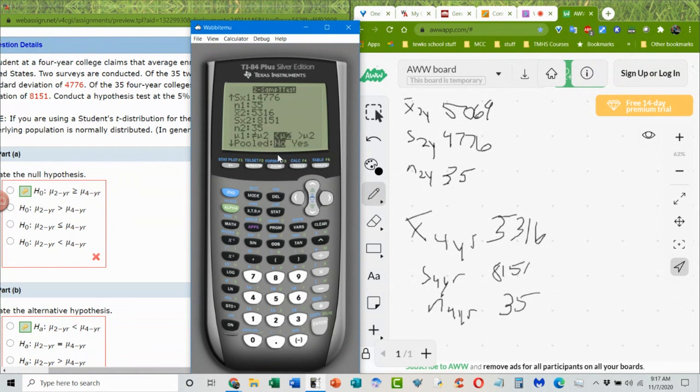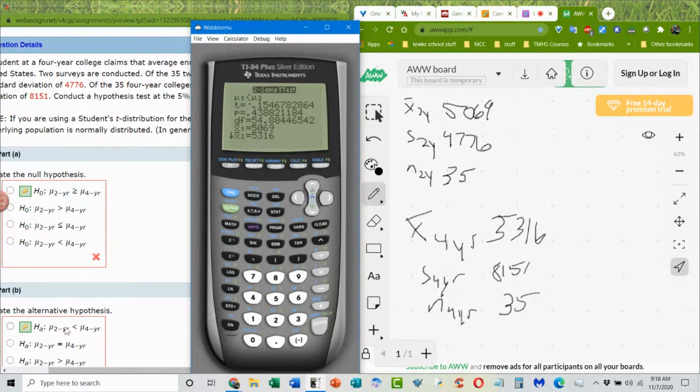Now, the next one asks us if it's pooled. And unless they tell you it's pooled, you say no. It's like drugs. Just say no. Like I said, it's only because the math is harder with pooled. That's assuming that they are different. Since we know nothing about them, we can assume that they are the same. We are going to always know, and then we're going to calculate.